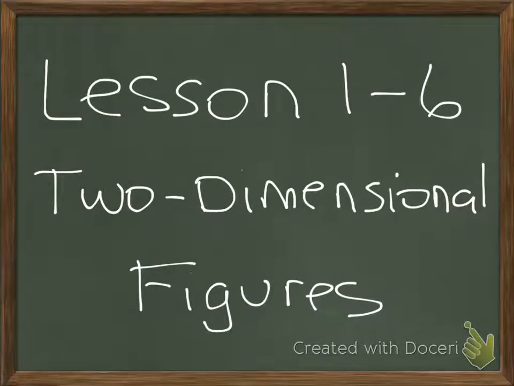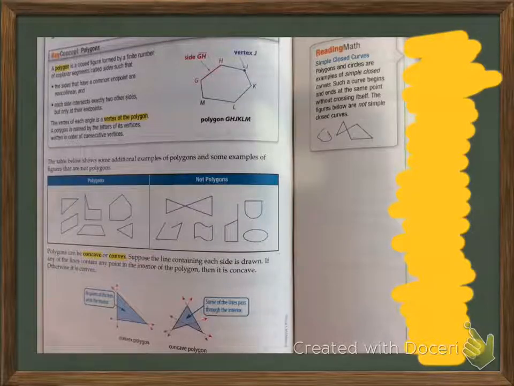Today we're looking at lesson 1-6 for geometry on two-dimensional figures. So I've put this up here so that you could look at what I'm talking about, but a two-dimensional figure is a polygon, basically. So you can have a figure that's a polygon, or you can have it not be a polygon. They've shown you some examples here of polygons and not polygons.